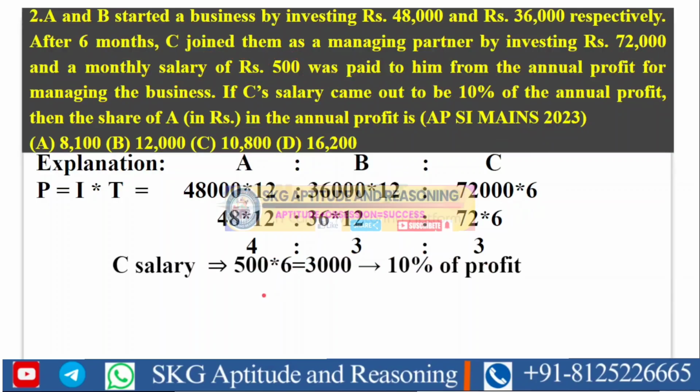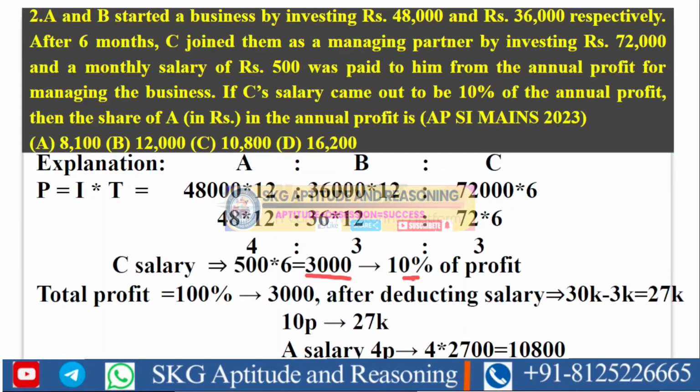So C is getting some salary here out of the 30,000. That is 10 percent, and that 10 percent will be equal to 3,000. So the total profit, 100 percent, will be equal to 3,000 into 10, that is 30,000. Now what we need to do is deduct the salary of C from the total profit. The total profit is 30,000, and C is getting 3,000. So this 27,000 has to be distributed among A, B, C.